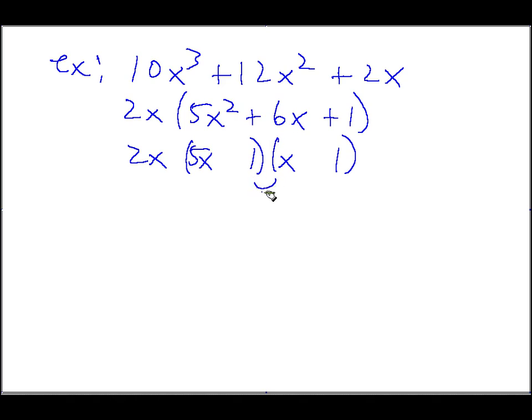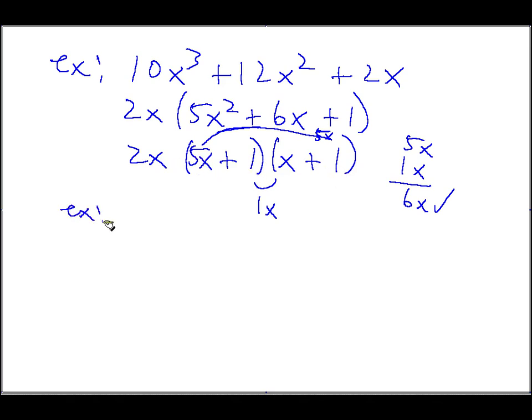And let's check the middle term for 6x. Well, let's see. This gives me the 1x, and that gives me the 5x. So I have 5x here and 1x here. So 5x and 1x. That's going to be what? 6x. Positive. They're both positive, right? So therefore, we have our solution. 2x times 5x plus 1 times x plus 1 is our solution right here. These three factors. So again, the key is what? Take out the GCF first for any factoring problem.